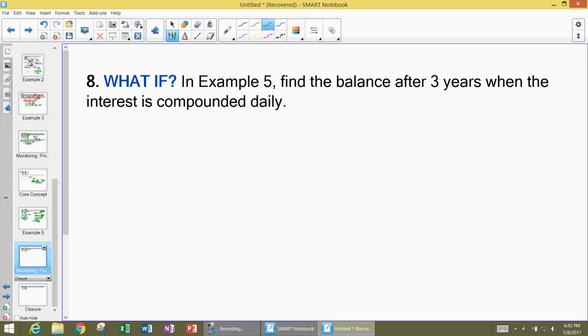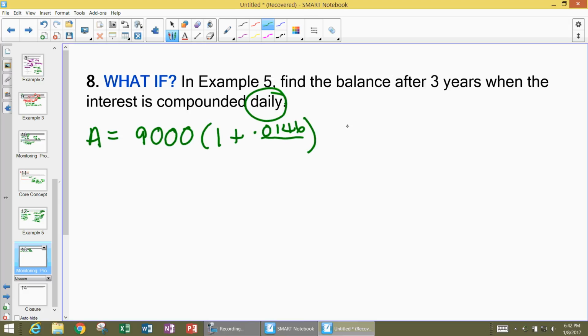So what if, in example 5, we find the balance after 3 years when the interest is compounded daily? So daily usually happens when you have a credit card and interest is charged to you daily. So this is going to be 9,000 times (1 plus 0.0146 divided by something) to the something times 3 power. So daily, how many days are in a year? That's 365.